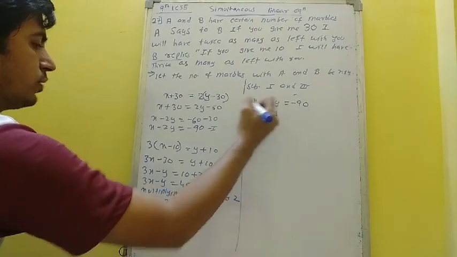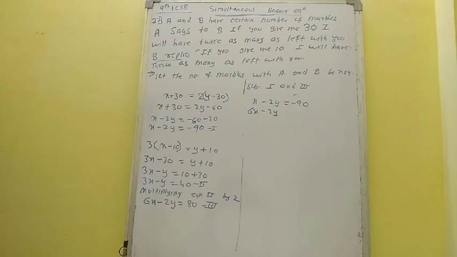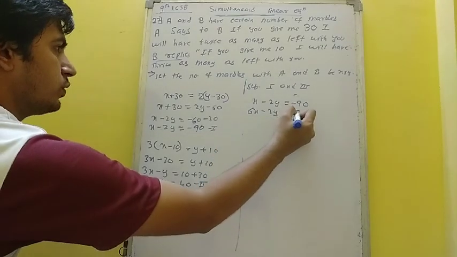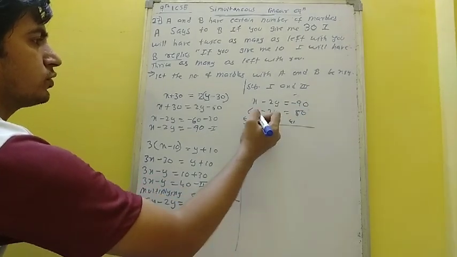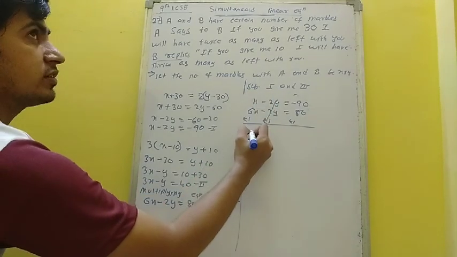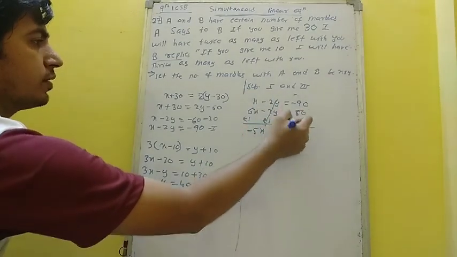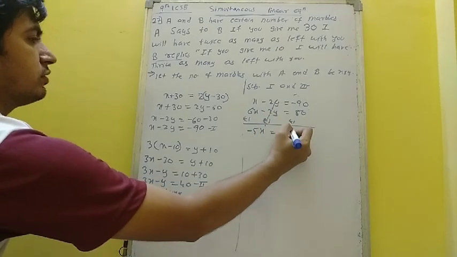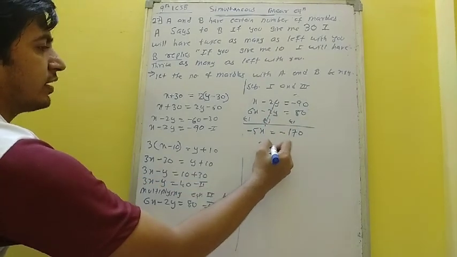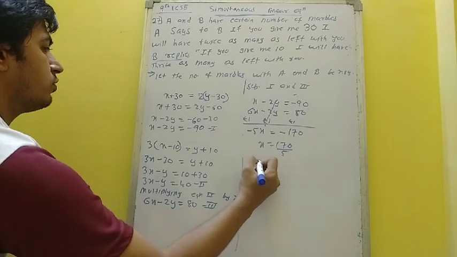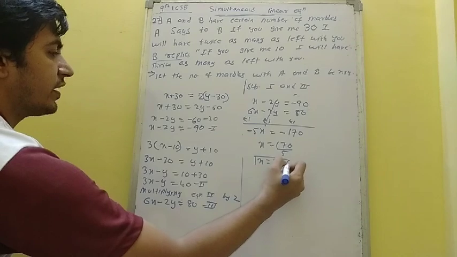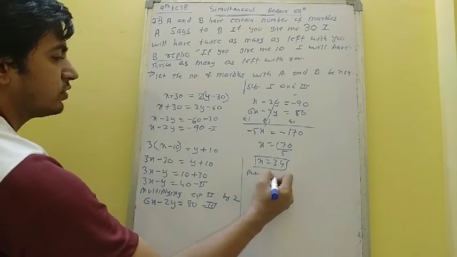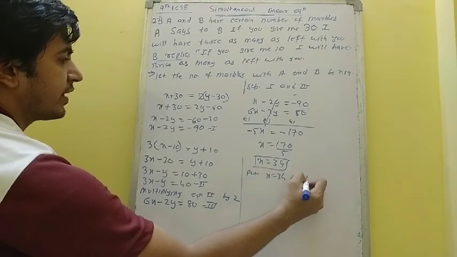6x minus 2y is equal to 80. So when we subtract, this got cancelled. X minus 6x is minus 5x. Minus minus addition, we have 170. X is equal to 170 upon 5. 5 3s are 15. 5 4s are 20. Yes. So x is equal to 34.